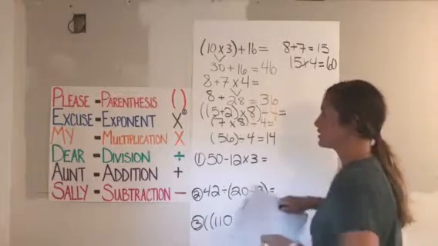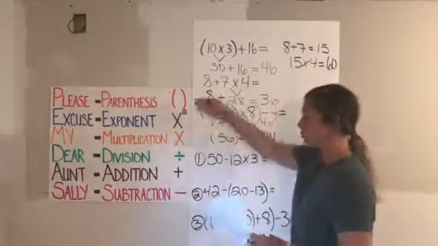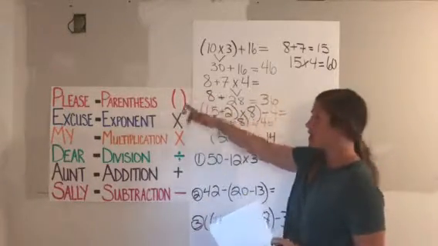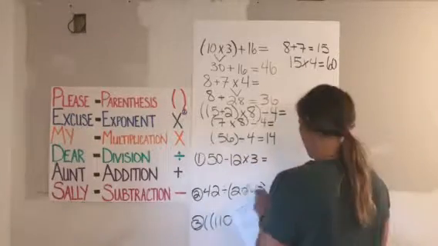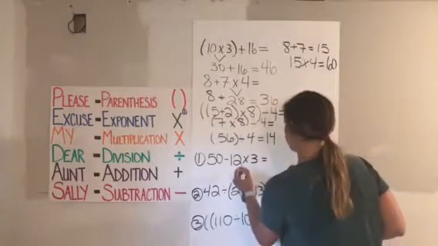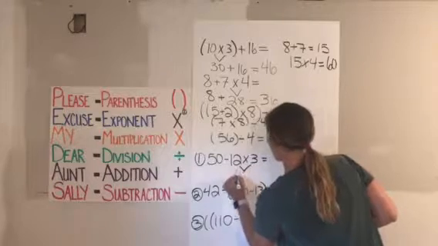So what we do first is, remember, there's no parentheses, no exponent, but we do see a multiplication, and we'll do that first, okay? So the 12 times 3 will be the 36.